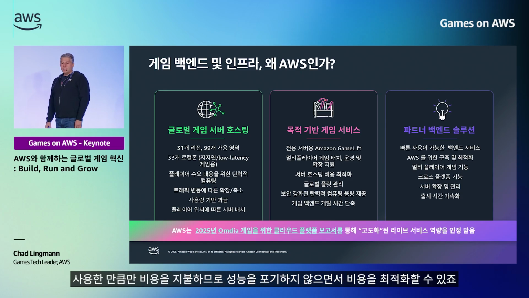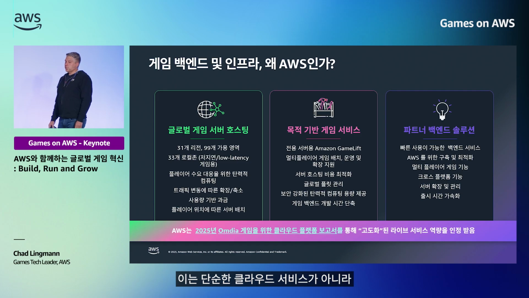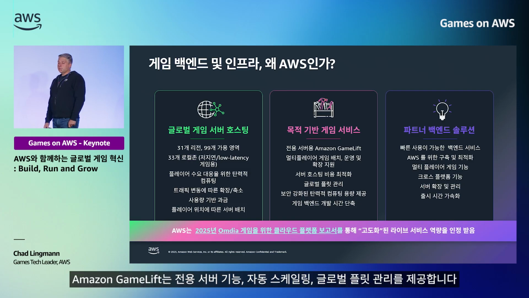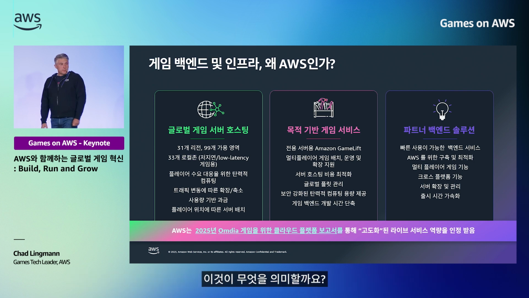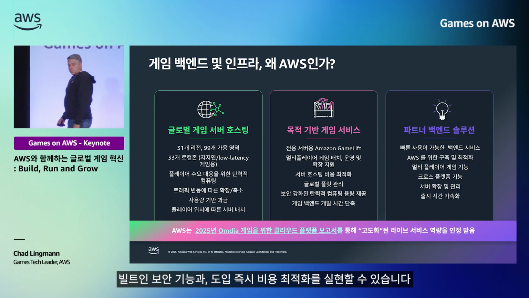And you only pay for what you're using, optimizing the cost without compromising on performance. We also have purpose-built gaming services like Amazon GameLift Servers. This isn't just a cloud service, it's specifically designed for your game server fleets. GameLift provides dedicated server capabilities, automatic scaling, and global fleet management. What does this mean for you? Significantly reduced development time, built-in security features, and cost optimization right out of the box.